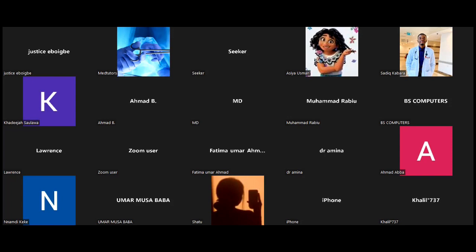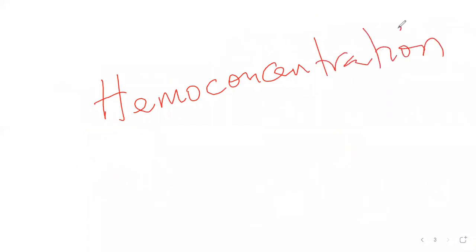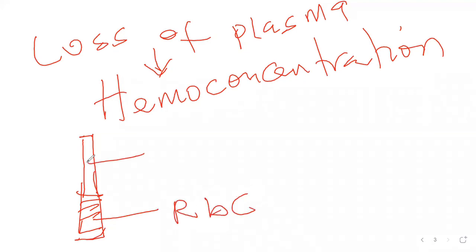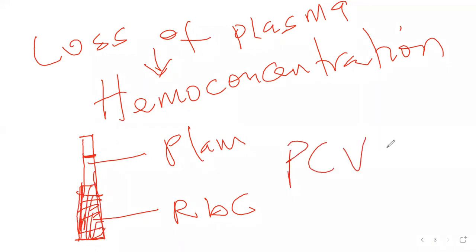Okay. Now, what we said, you know, in burns, there is loss of fluid, plasma fluid. There is loss of plasma. Is that not so? Yes. When there is loss of plasma, there will be hemoconcentration. This will now lead to what? Hemoconcentration. And you know, packed cell volume is a function of red blood cells and what? Plasma. You have the RBCs here and the plasma. So if there is loss of this plasma, you have a false PCV because of what? Hemoconcentration.